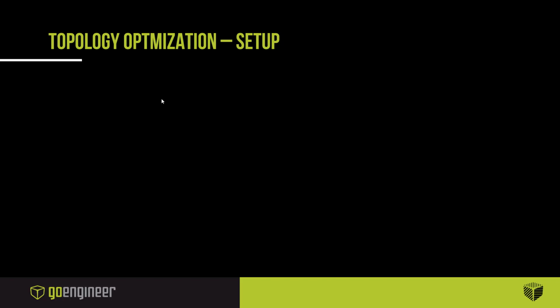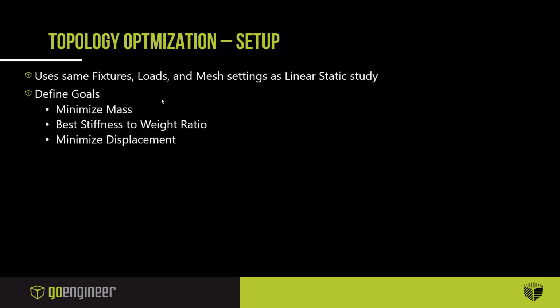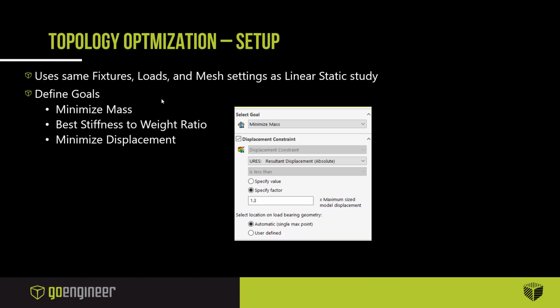In terms of the setup, because it's essentially a linear static study at its heart, it uses the same types of fixtures, loads, and mesh settings as a regular linear static study. We define goals very similarly to a parametric optimization. We can specify that we want to minimize mass, or get a best stiffness to weight ratio, for example.